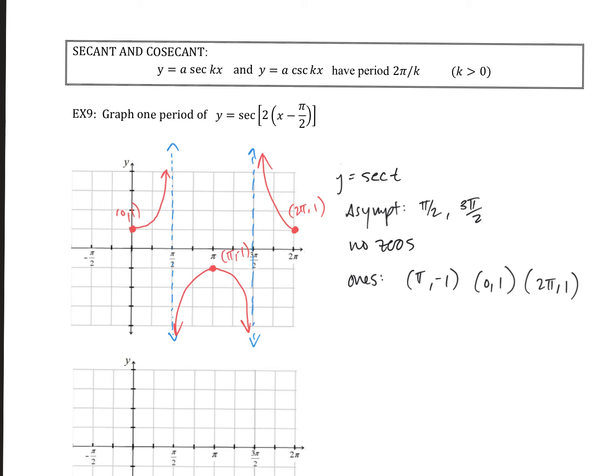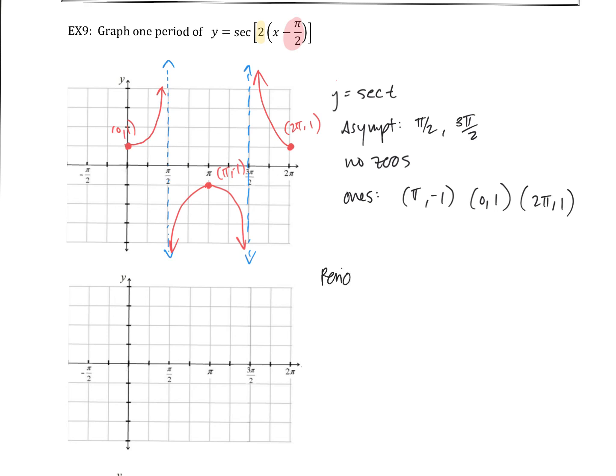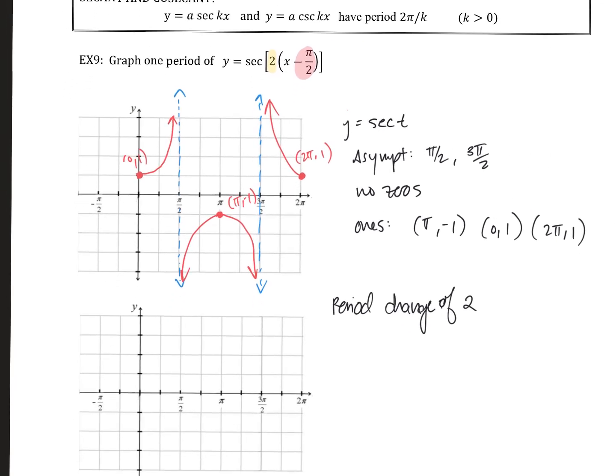Next we need to decide what else is happening with our function. Well, it looks like we have a period change of 2 and a phase shift of negative pi over 2. And phase shifts are last, so let's go ahead and do the period change. We have a period change of 2. So our usual period is 2 pi. We're going to divide that by our new period, 2. Those cancel, and we have a new period of pi.